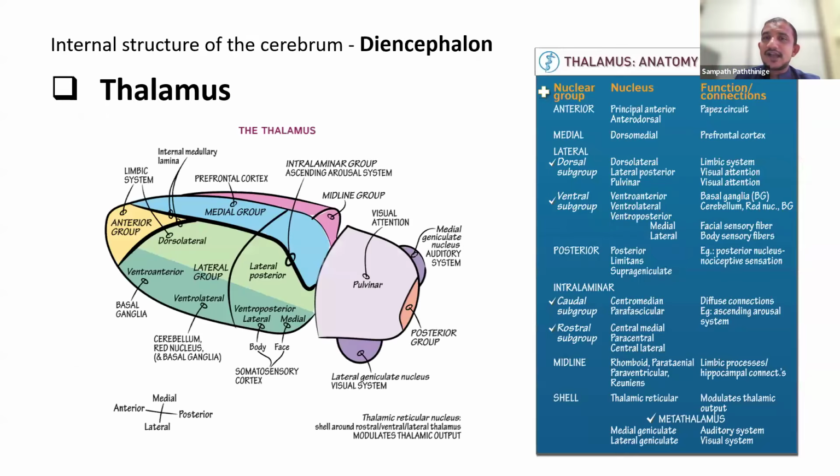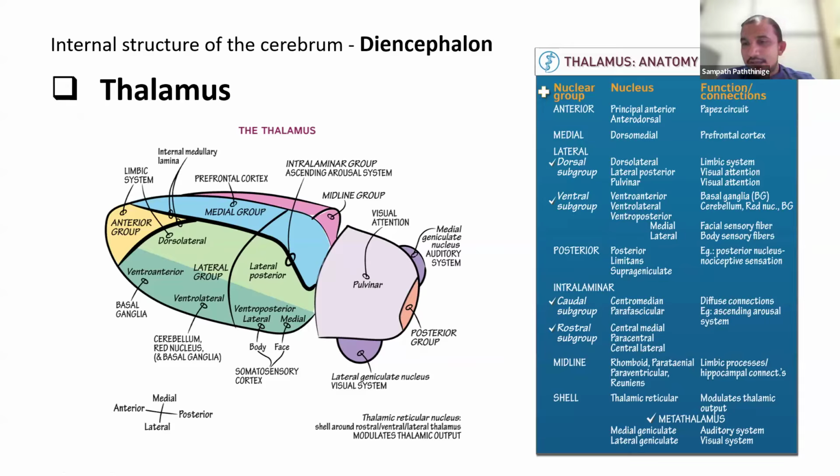So I just added a chart here. It has different nuclei. I have not seen that you have been asked questions on the specific functions of each nucleus, but you can see these are the things that I mentioned. So it has the ventral posterolateral nucleus and the ventral posteromedial nucleus. The VPL nucleus is for the general sensations of the body. The VPM nucleus is for the general sensation of the face, right?